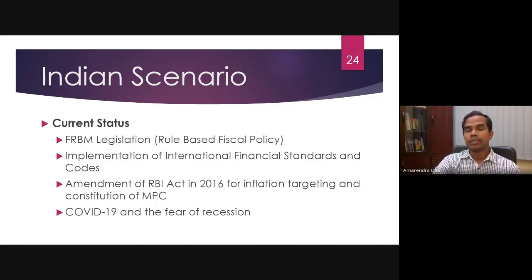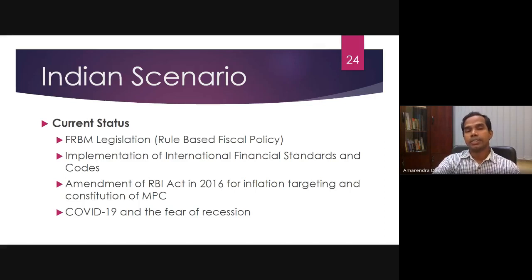At the same time, the central bank is also implementing international financial standards like the Basel norms, so it has to fulfill the criteria of international financial standards. And then in 2016, the RBI Act was amended, and RBI was given the mandate of controlling inflation, that is, inflation targeting of 4% plus or minus 2%. The Monetary Policy Committee was constituted, which is in charge of targeting the inflation. So that becomes a rule-based fiscal policy as well as a rule-based monetary policy.